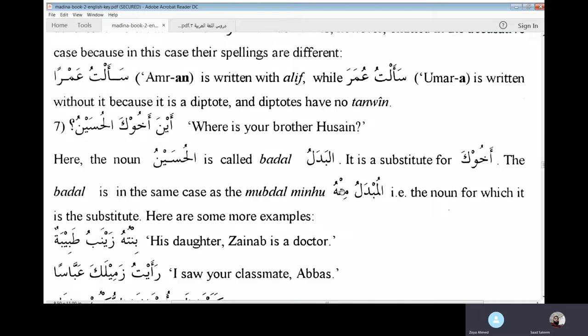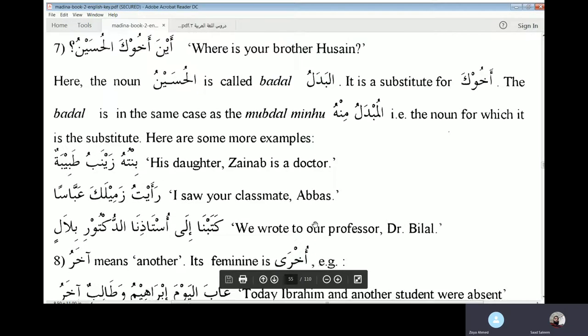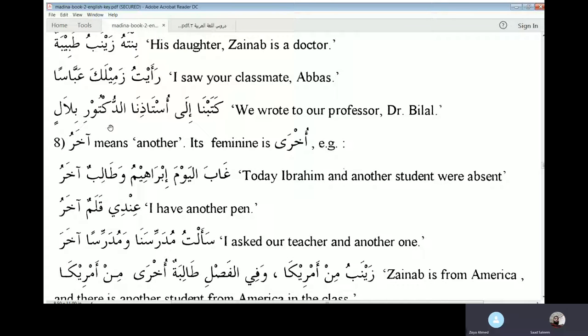أين أخوك الحسين؟ Where is your brother Hussein? Here the noun al-Hussein is called badal. It is a substitute for أخوك. The badal is in the same case as the mubdal minhu, the noun for which it is the substitute. There are some more examples. Bintuhu Zainabu tabibatun. His daughter Zainab is a doctor. Ra'aytu zamilaka Abbasan. I saw your classmate Abbas. كتبنا إلى أستاذنا الدكتور بلال. We wrote to our professor Dr. Bilal.